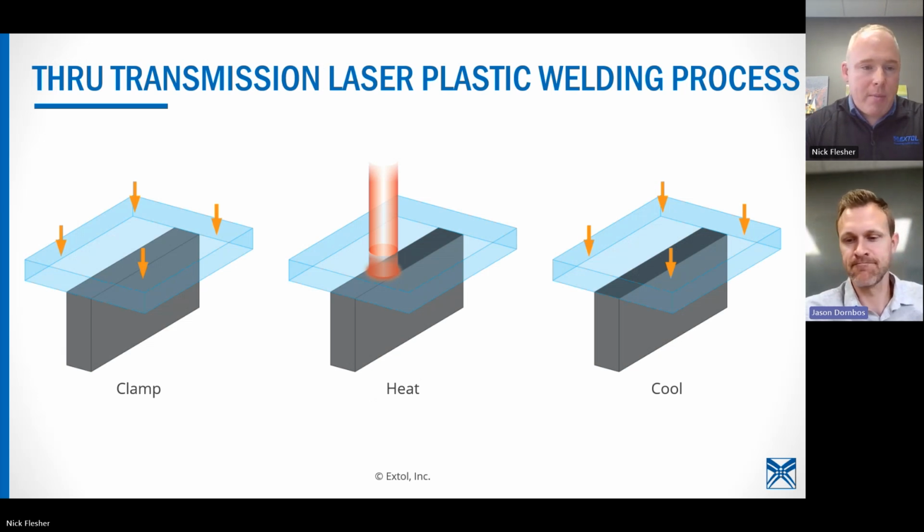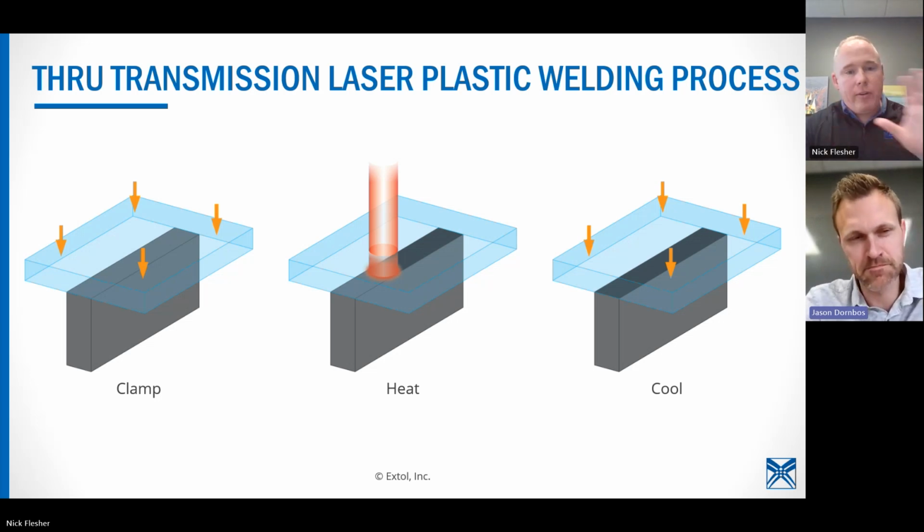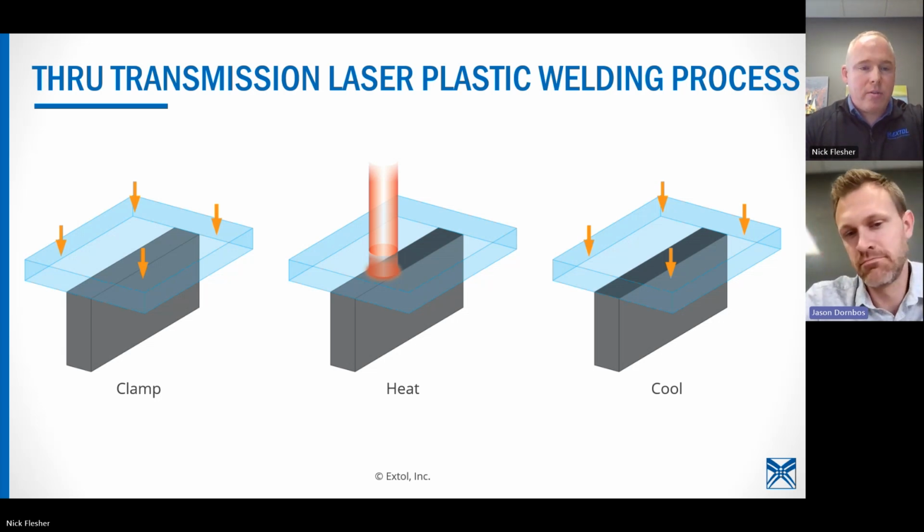Just for the sake of time, we're going to keep moving here. Through transmission laser plastic welding, the process is, again, a simplified version. It's a 3-step process where you are clamping the parts together. We turn a laser beam on, typically around 1 micron or 1,000 nanometers. We've got a lot of information out there on laser welding. So just briefly, I'll say that we're passing in this direction. You can see this darker part of the image is where the laser beam has gone, and then you have to cool it.